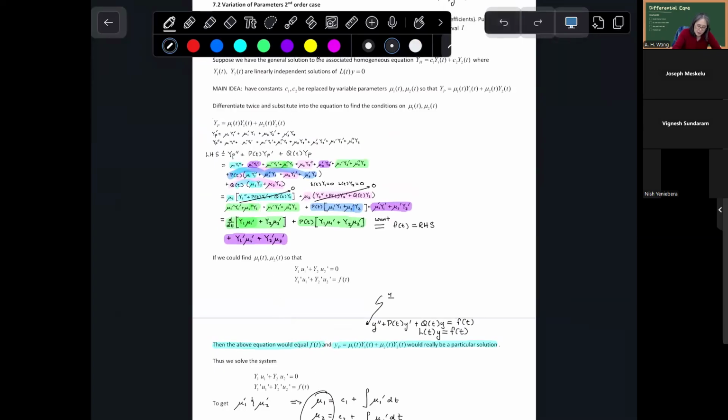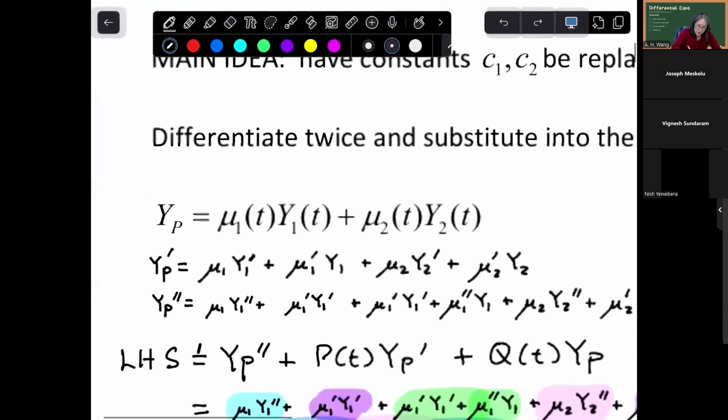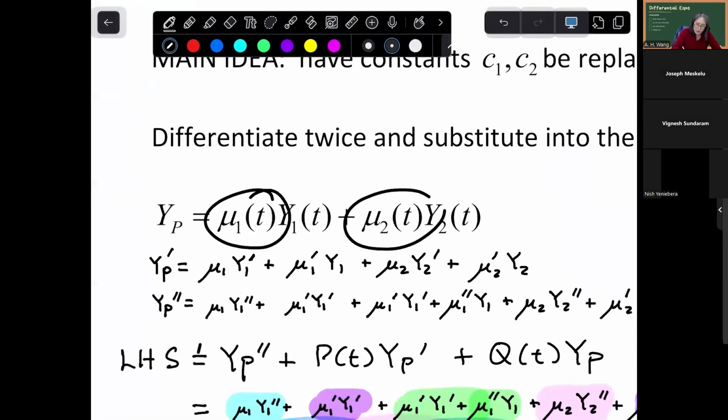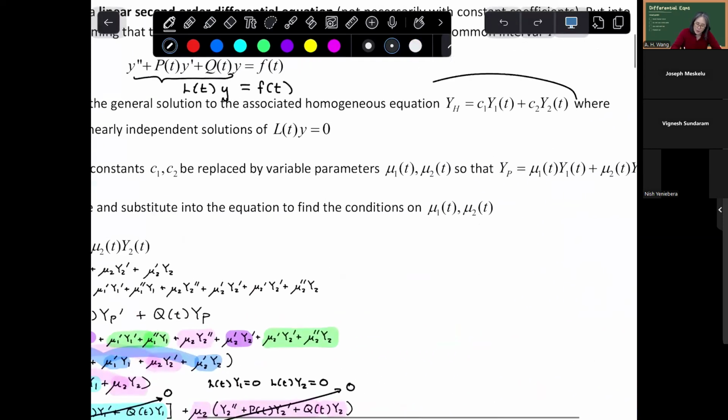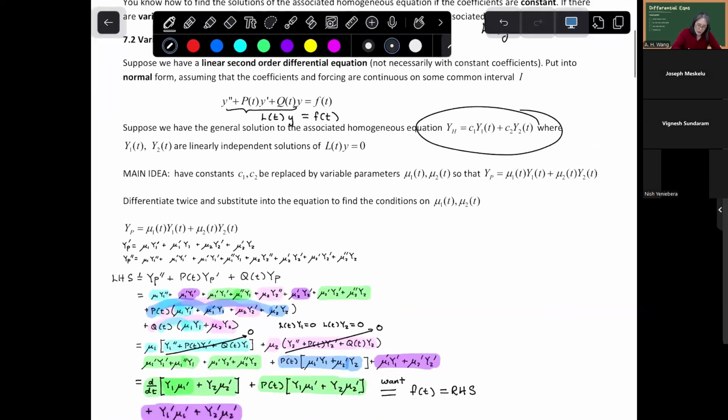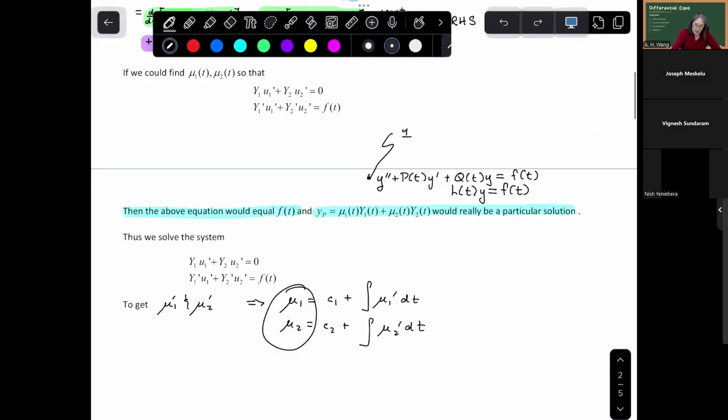Because for the particular solution, remember, you need the mu1 and mu2 to go right here. The whole idea was that this was your homogeneous solution, and you're going to replace the constants with mu1, mu2. If you can figure out what the mu1, mu2 are, then this would be your particular solution. Okay, so that's the idea. All right.